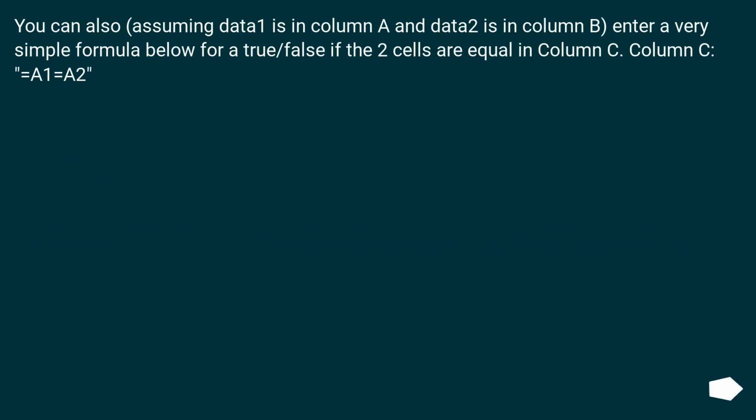You can also, assuming data 1 is in column A and data 2 is in column B, enter a very simple formula below for a true/false if the two cells are equal in column C. Column C equals A1 equals A2.